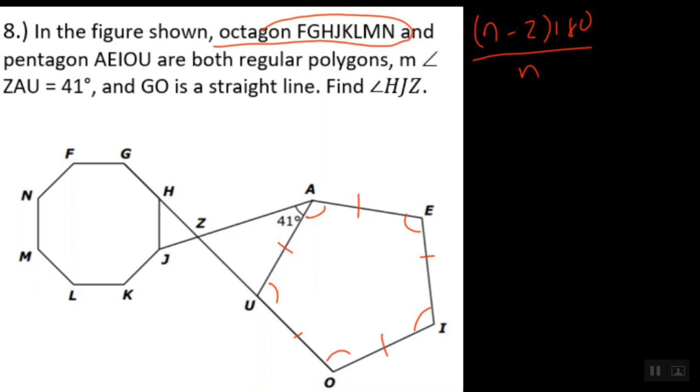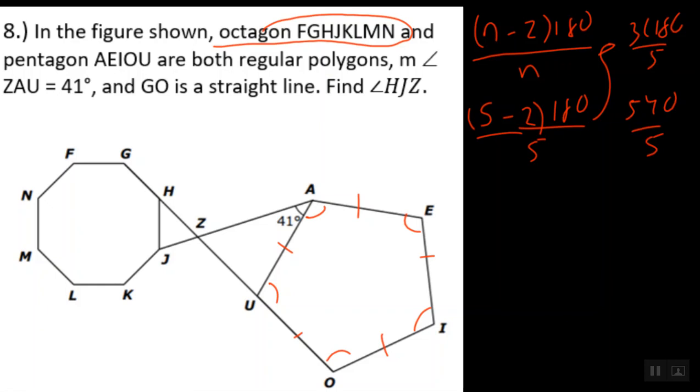So let's see, we know that a pentagon has 5 sides, so I can do 5 minus 2 times 180 over 5, okay? And we know that 5 minus 2 is going to be 3 times 180 over 5, and we know that 3 times 180 is 540 over 5, and guys, 540 divided by 5 is 108 degrees. So check it out. I know each one of these is 108 degrees. Okay. Now, the key here, I want to show you all the trick though. The trick, we're searching for angle HJZ.